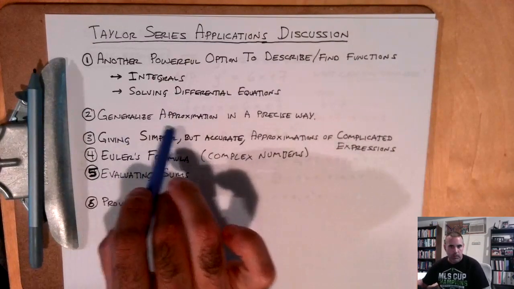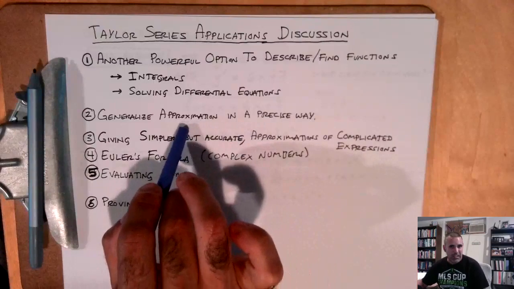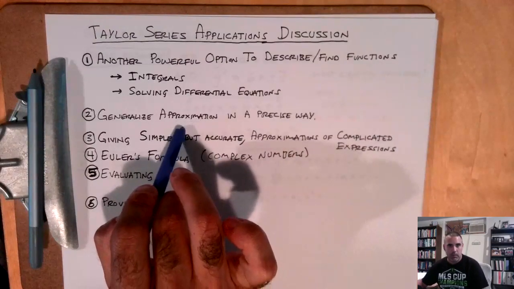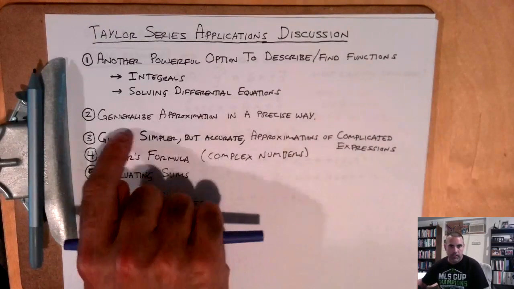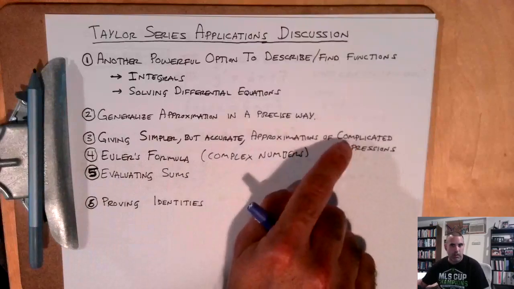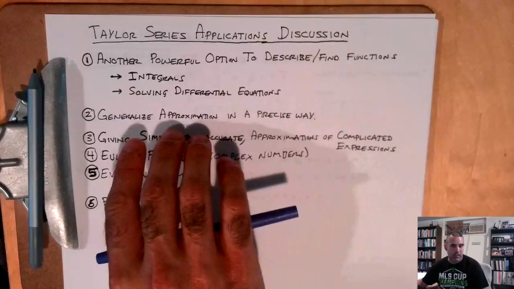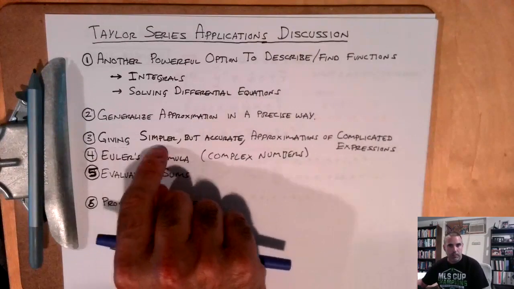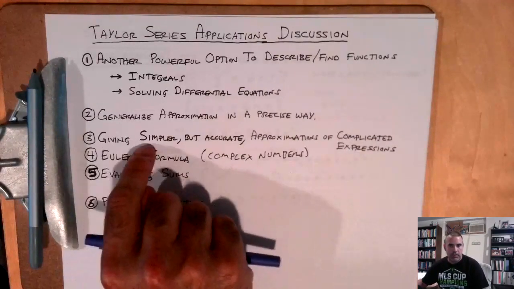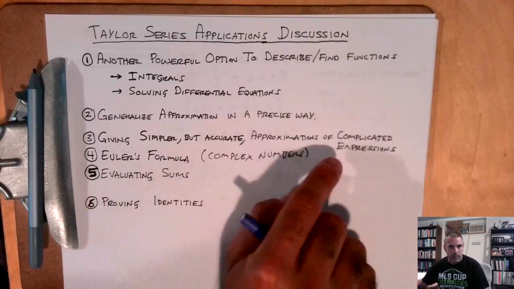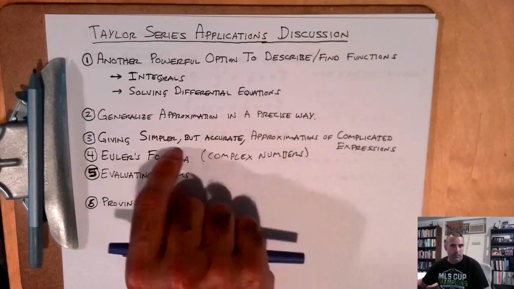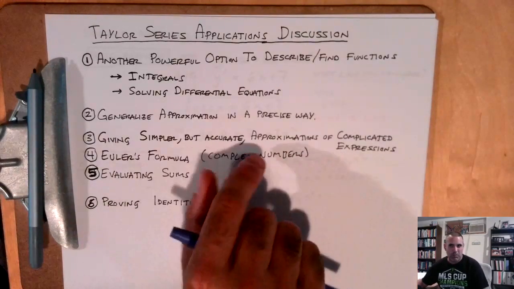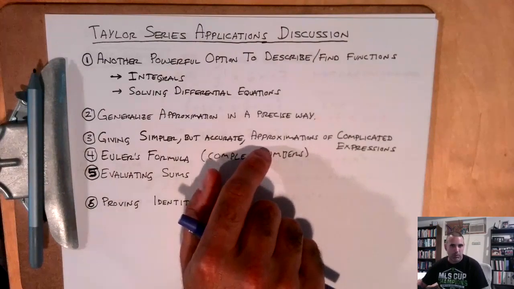It's a way we can approximate in a very precise way. So unlike a calculator, which just might give us a number, this will give us a formula that will give us accuracy to as many digits as we want. So it's a little different, better than a calculator in some ways, depending on what we're trying to do. It often gives a simpler, and I'm going to give an example of each of these, a simpler but more accurate approximation of complicated expressions. That's really important in physics and engineering. We have a really complicated expression. We need a simpler form.